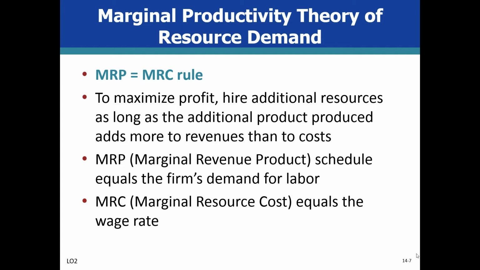Stated differently, to maximize profit, firms hire additional resources as long as the additional product produced adds more to revenue than to cost. The MRP schedule equals the firm's demand for labor. The MRC is the wage rate. In a competitive market, the firm hires workers up to the point at which the market wage rate is equal to its MRP.